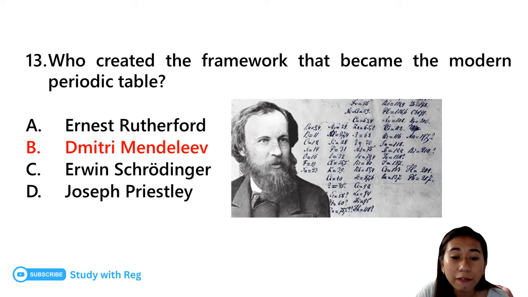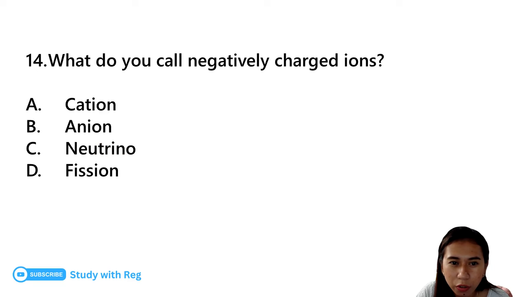Okay? So number 14, what do you call a negatively charged ions? This one is quite sentimental. If napanood niyo yung mga previous videos ko, I've shared this already, no? Itong question na to, what do you call a negatively charged ions? So sa pagmamadali ko, yung nasagot ko is electrons, no? May electrons kasi sa option. Pero ions, take note, charged ions. So hindi electrons ang sagot natin.